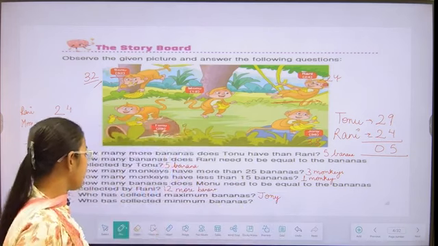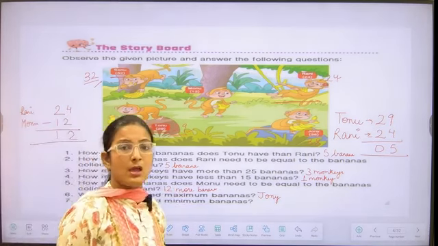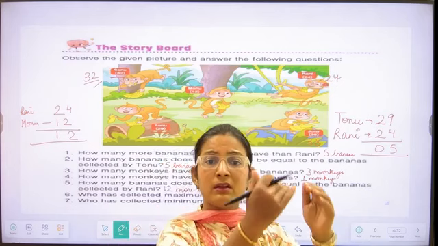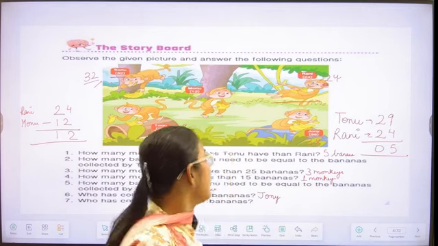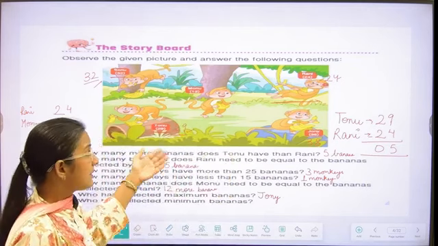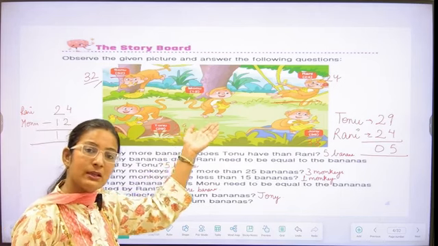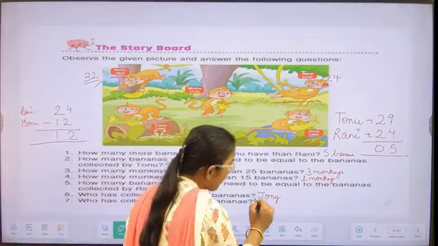Similarly, in the next question, what we have to do? Who has collected the minimum bananas? Now we have to tell which monkey has collected the minimum bananas, the least bananas. Let's see who has collected the least bananas. Mono. He has only collected 12 bananas. So we have to write Mono for that.